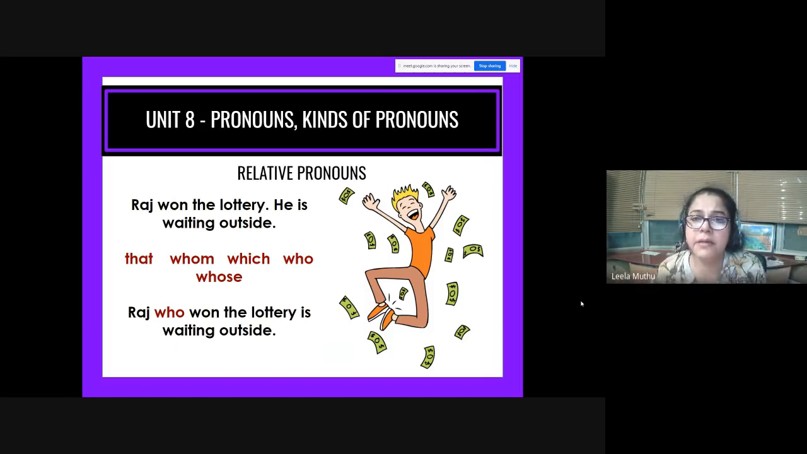Simple. Now, the hero of the whole thing is Raj. So Raj, who won the lottery, take away he. Raj, who won the lottery, is waiting outside. Okay? Or you can say Raj, who is waiting outside, won the lottery. This or that.